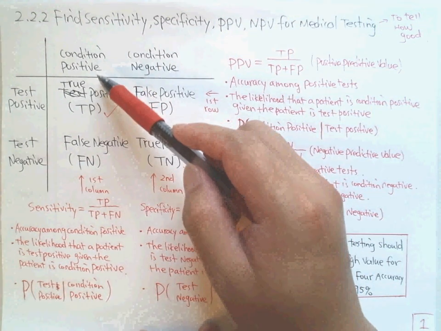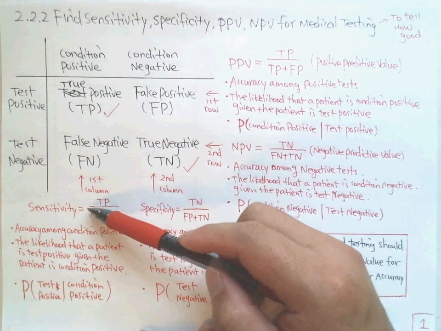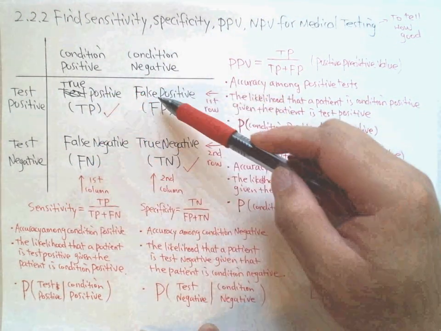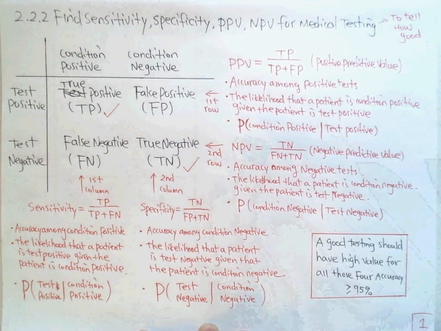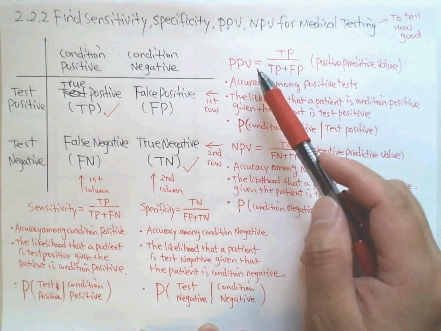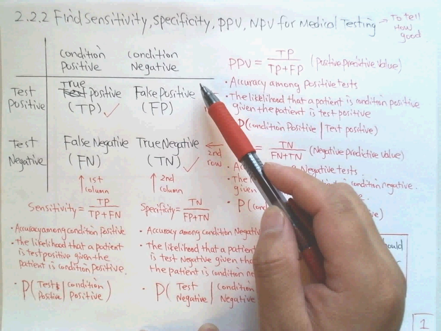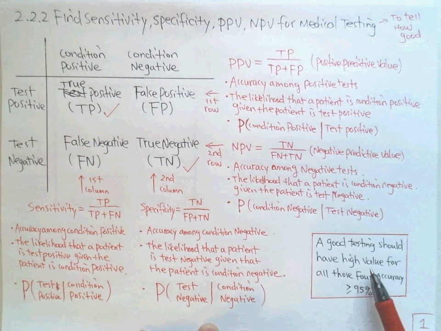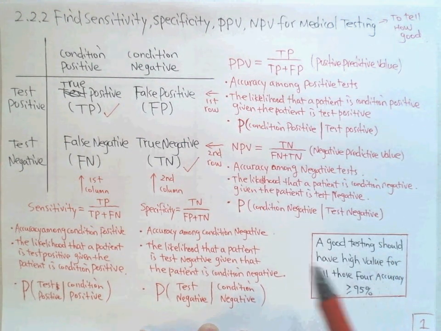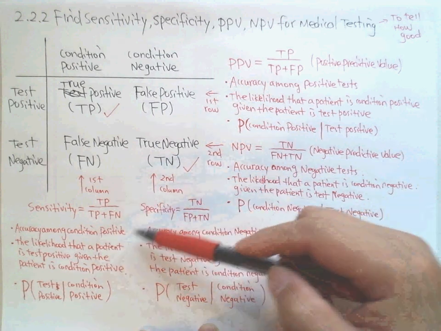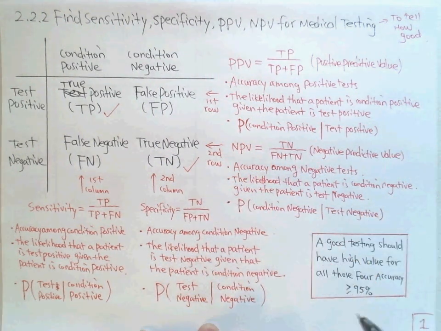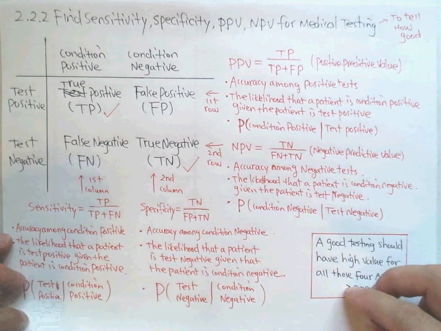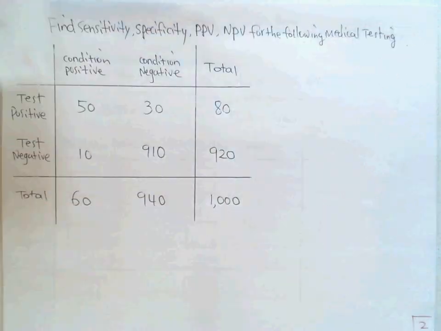So how do we tell how good a medical test is? We cannot base it on only one accuracy. We cannot base it on sensitivity or specificity or PPV or NPV alone, because the different measurements tell you different meanings. A good medical test should have a high value for each accuracy, usually over 95%.